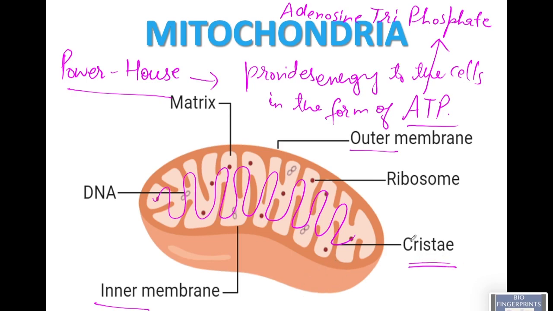Please don't get confused with cisternae, which is the inner folded membrane of ER. We have already discussed, right? So cisternae in ER and cristae in mitochondria. So what is cristae? I am repeating once again. The inner membrane has some infoldings, and these infoldings are the finger-like projections. Basically, they are known as cristae.